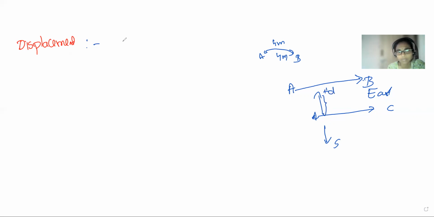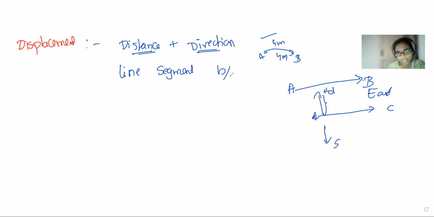So displacement we can simply write as, children, distance plus direction. It gives the information regarding the distance and also the direction. Displacement is also called the line segment between initial and final points, or the straight line distance between initial and final point. This is also called displacement.